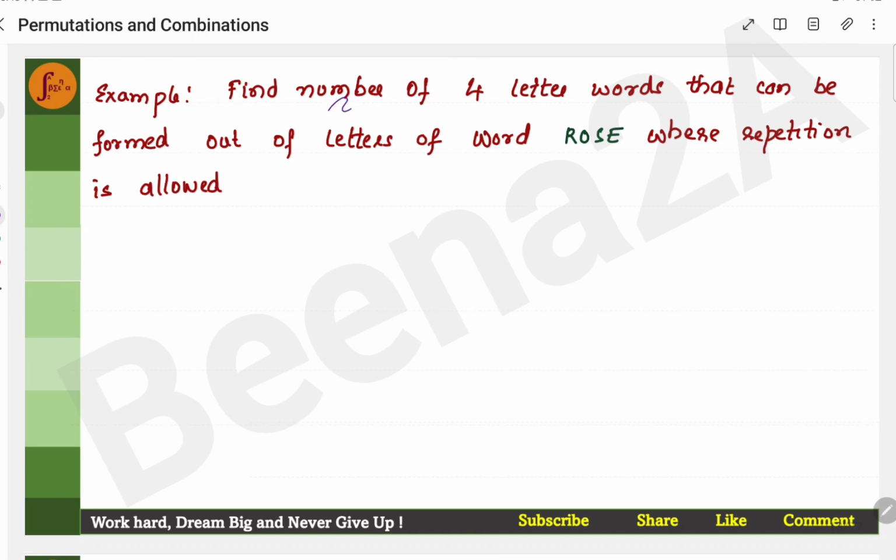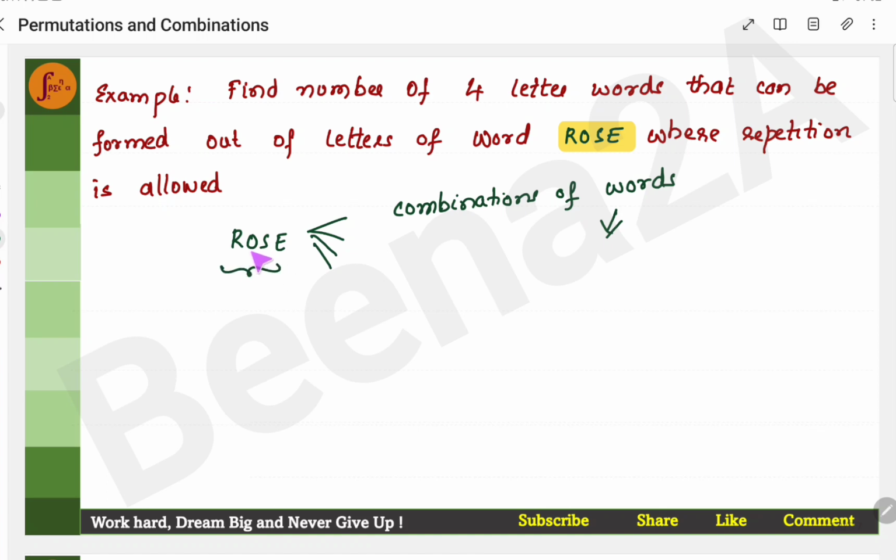Now let's take another example. Find the number of 4-letter words that can be formed out of the letters of the word ROSE, where repetition is allowed. So they've given 4 letters, ROSE, right? And you have to find different combinations of words, right? You have to form different words using these letters. How many words can you form using these letters?